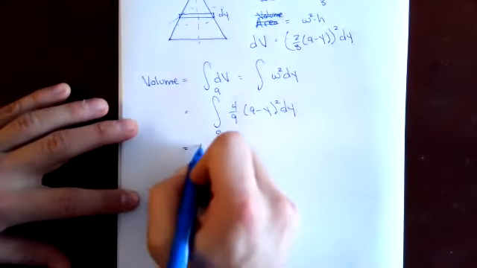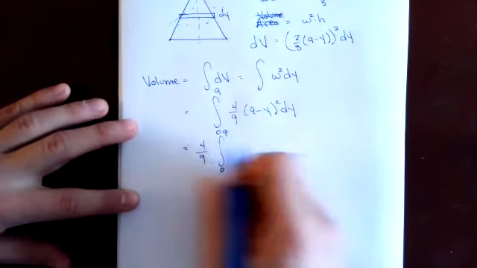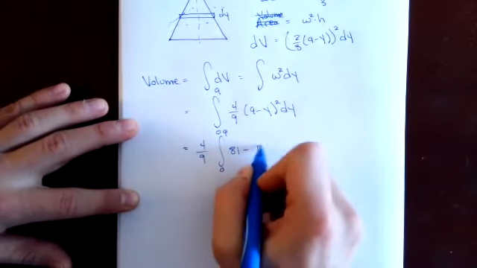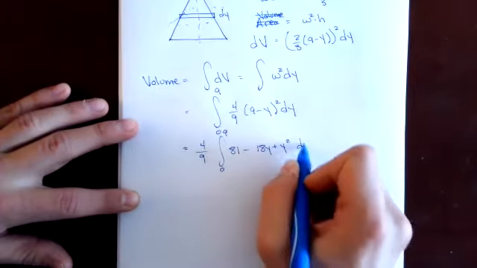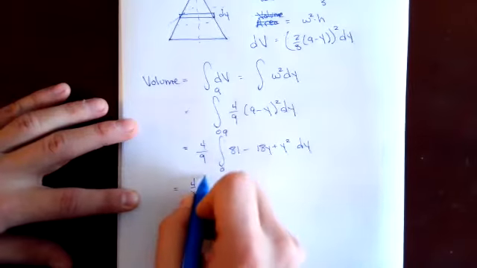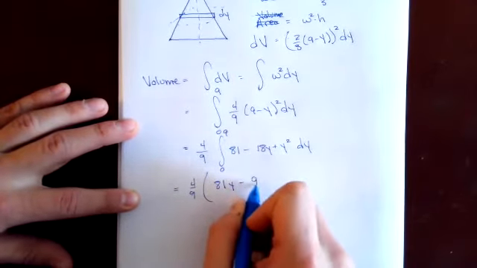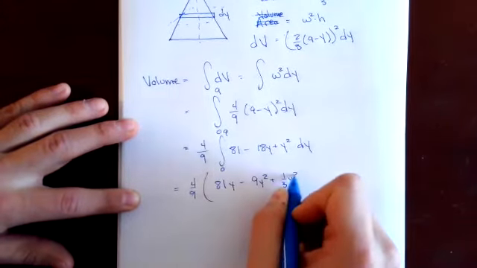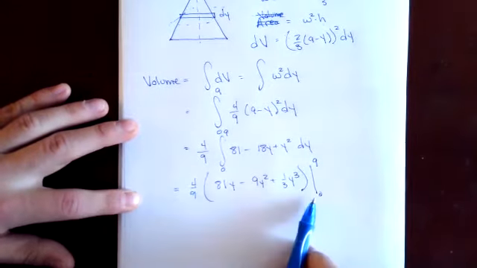So what do we got to do? Let's square everything out and then just integrate. So I'm going to go through that a little quick. We've got 9 squared is 81 minus 18y plus y squared dy. We will have 4/9 times 81y minus 9y squared plus 1/3 y cubed, evaluating between 0 and 9.